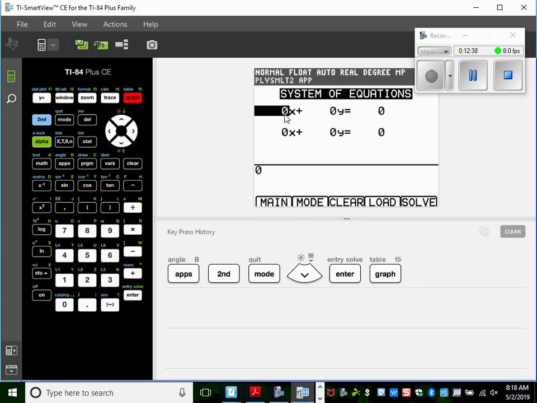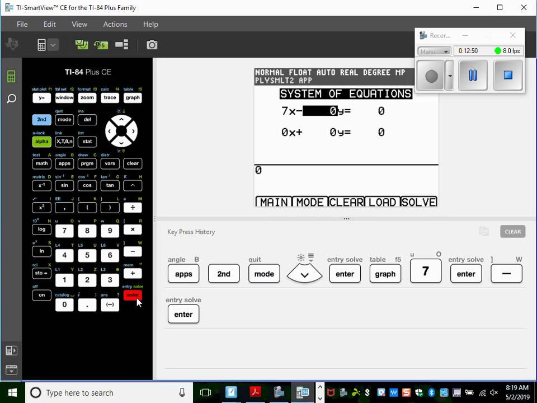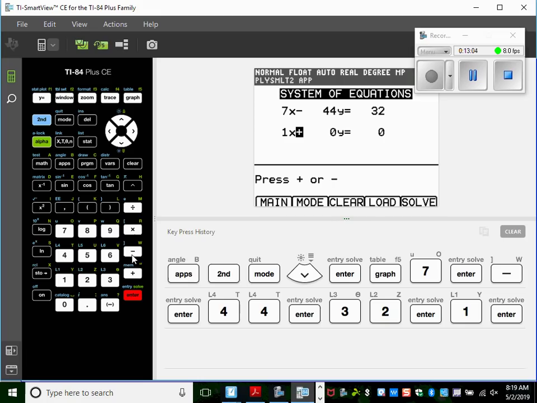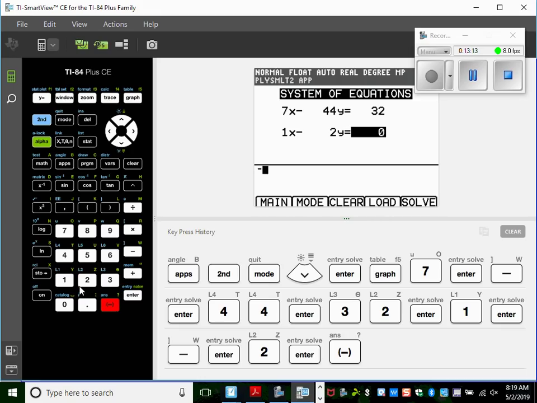So remember, our first one was 7, enter, minus, enter, 4, enter, 32, enter. Okay, then we put in our second one, 1, enter, minus, enter, 2, enter, negative 4, enter. And then you hit solve, which is graph.